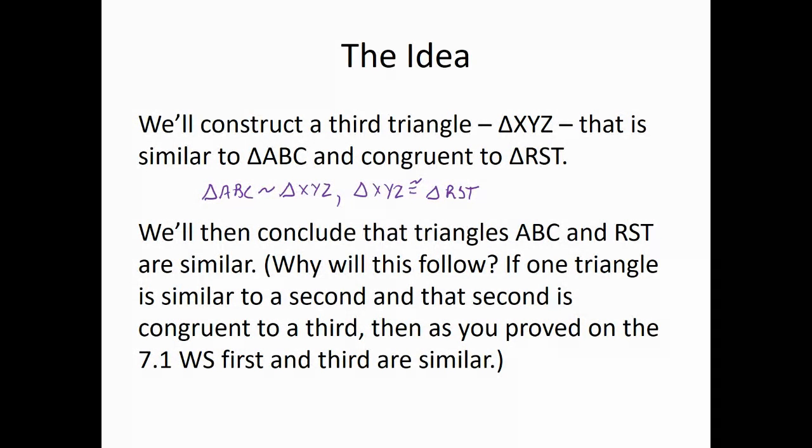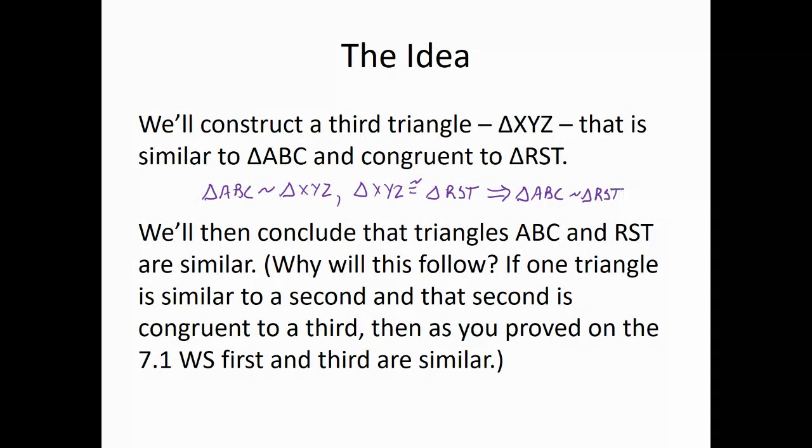Now, we've seen this situation before. This is something that I had you consider in the first section of the chapter. We know that if we have one triangle similar to a second, that second congruent to a third, then it follows from this that first and third are similar, as seems quite plausible, but I did have you prove this. And that's what we will use.